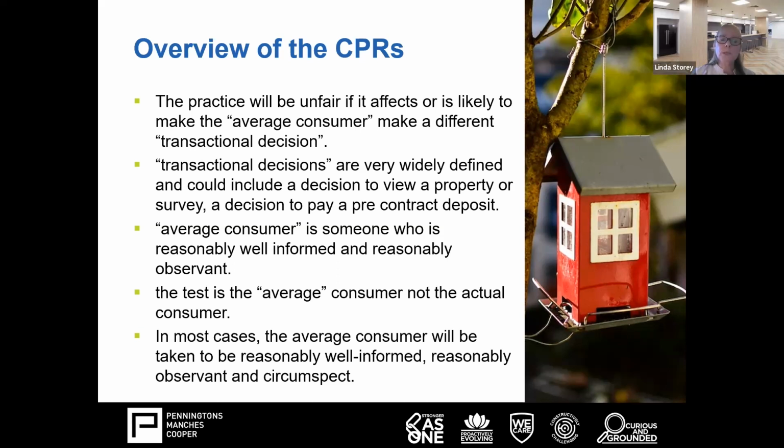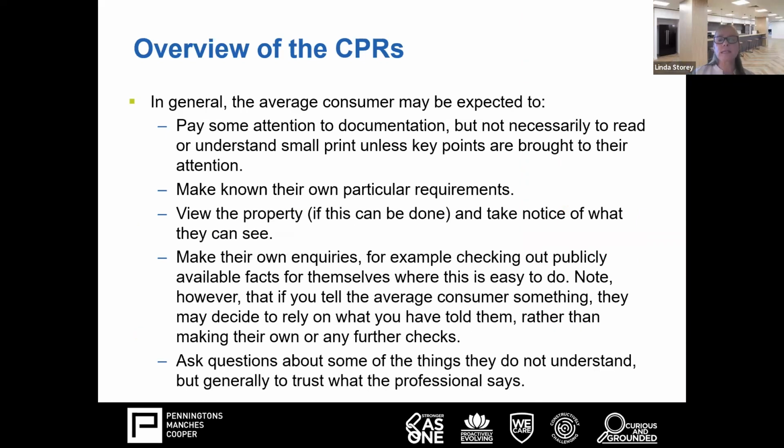The important thing to remember is the test is the average consumer, not the consumer necessarily in front of you. So if the consumer you have is either particularly relaxed or not, as the case may be, that does not matter. The test is what would the average consumer do. And I put there on the bottom, the average consumer is taken to be reasonably well informed, reasonably observant and circumspect. And so let's have a look at the next slide so we can see a little bit more detail about what does that mean for you when you're delivering services to prospective purchasers and so on.